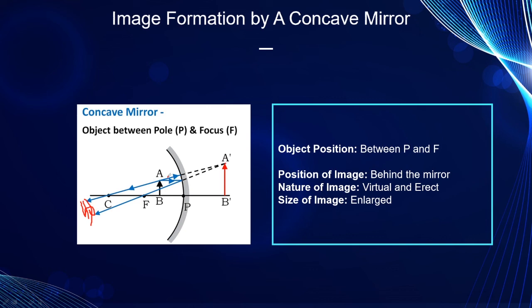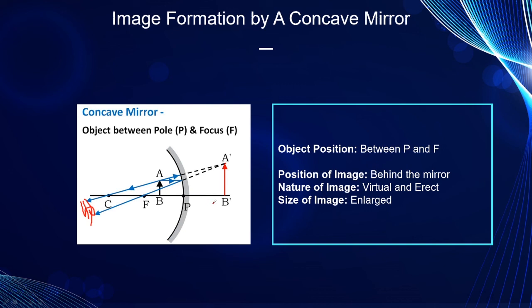So if this is A dash, then perpendicular to it, I'll get B dash, and this is my image A dash B dash. And what kind of an image is this? Are the rays meeting? No, they are not meeting. When I extend them backwards, then they appear to be coming from a point. So my image is virtual. What is the position? The image is behind the mirror.